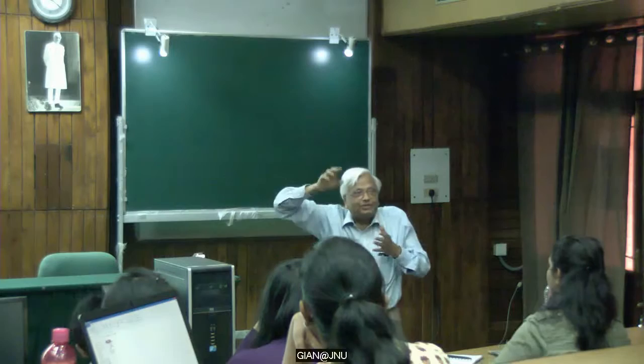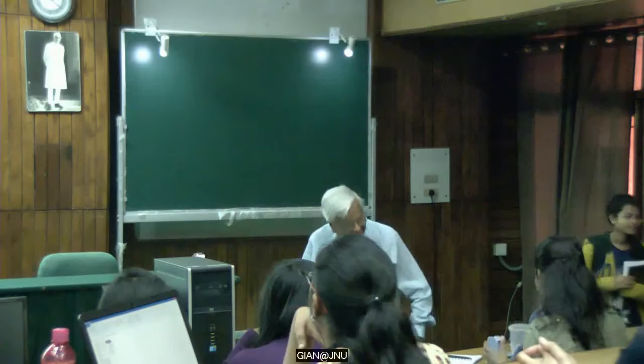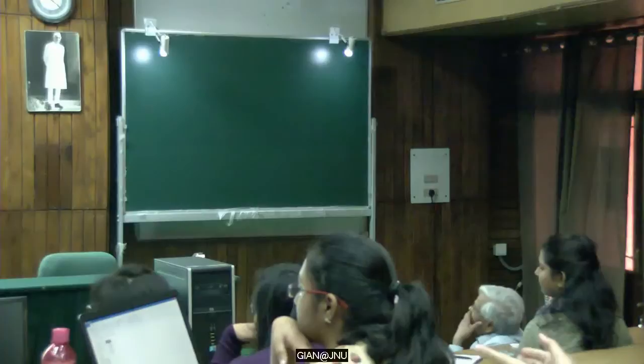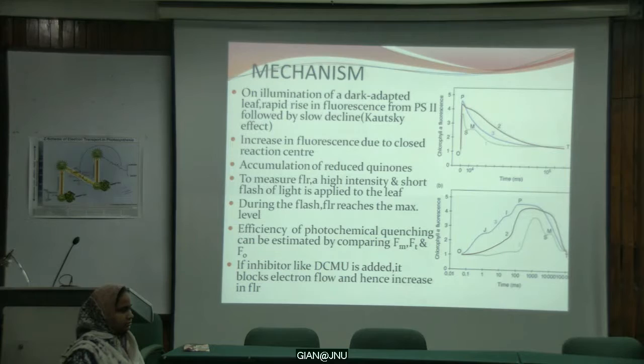Increasing fluorescence is due to the closed reaction center, because the rate of flow of electrons from the excited P680 to P580 was very slow. The rate of electrons from P680 is even very fast, 3 picoseconds. It cannot be slow. So because there was accumulation of reduced pheophytin and it created electrostatic repulsion, that's not fluorescence, that's delayed fluorescence.